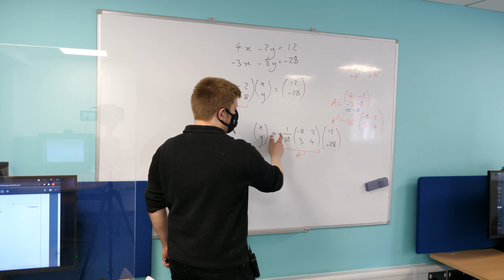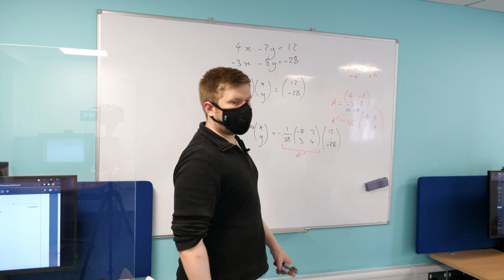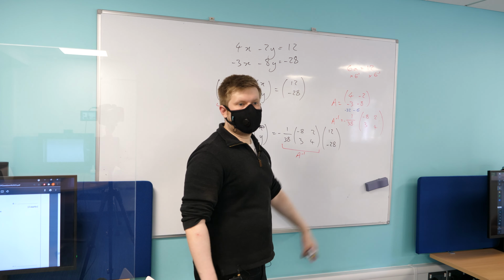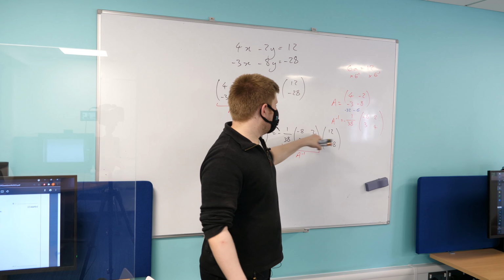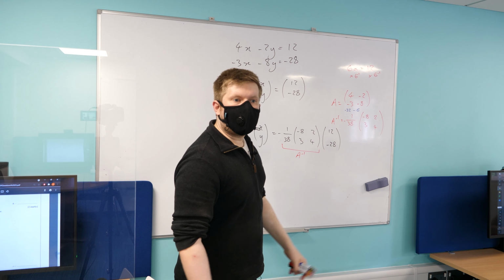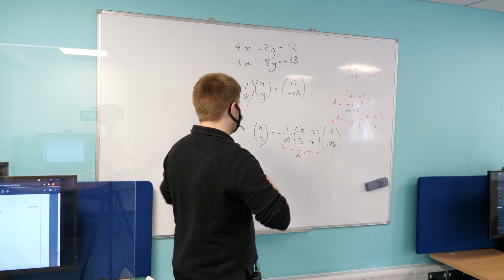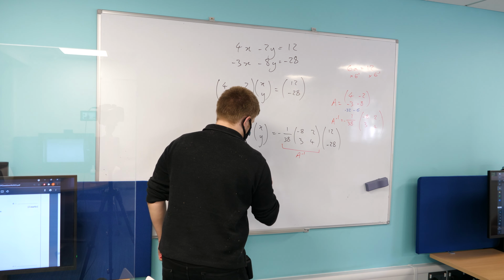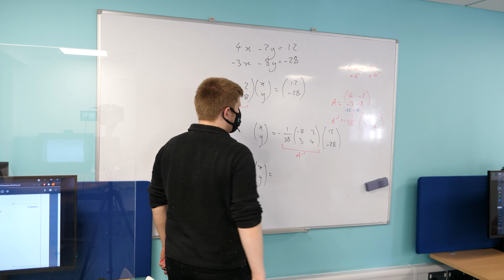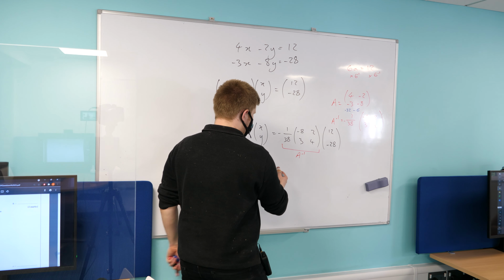Now all I need to do is my matrix multiplication. The reason why I've left the -1/38 at the front is because I really don't fancy multiplying fractions with integers. I'm just going to multiply these two things out and then do the -1/38 at the end, and hopefully it all falls out nicely. So let's give this a go. xy is equal to, I'm going to leave the -1/38.